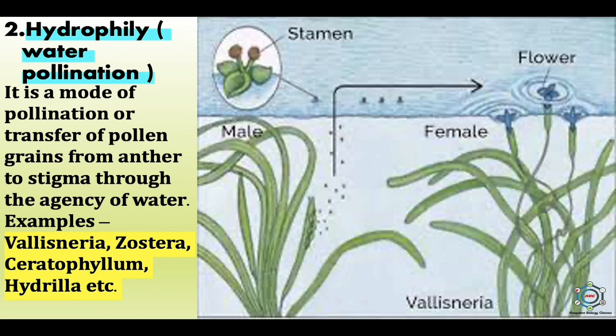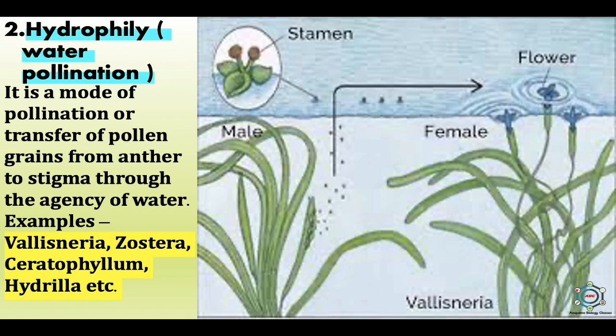In this picture, it is Vallisneria, which is a submerged freshwater hydrophyte, and it is a dioecious plant. Here, the male flowers are borne on the male plant, and the female flowers are borne on the female plant. The mature male flowers are abscised from the spadix and float on the surface of the water.